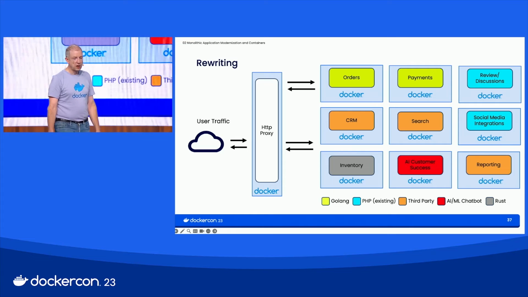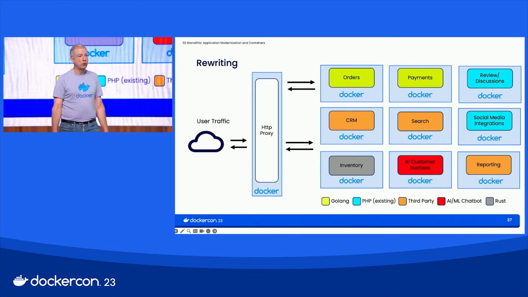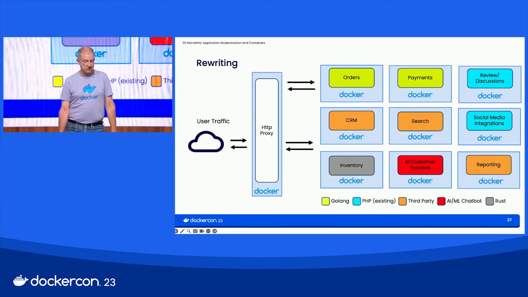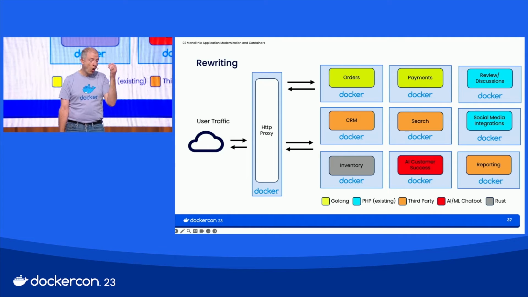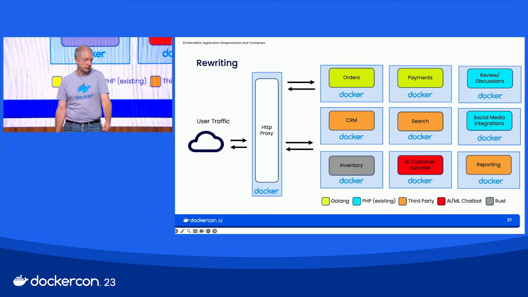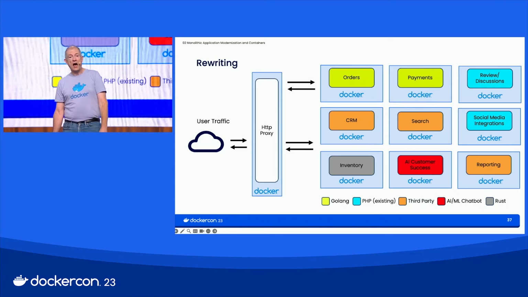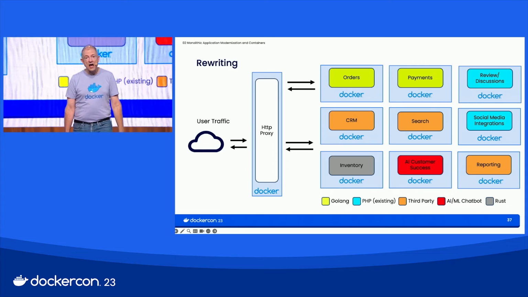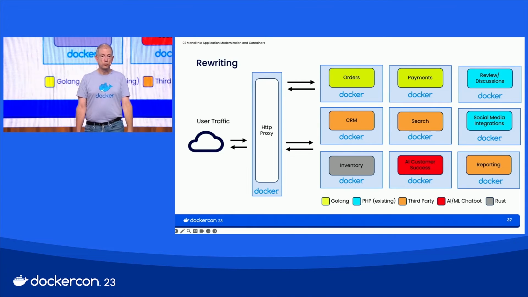So now I've got a bunch of different services. I've got some stuff written in Golang because that's our current technology stack. I've got some existing things for reviews and discussions and social media integrations that are written in PHP. I've got third-party that I'm going to use for CRM. I'm going to use it for search. I'm going to use it for reporting. I've got an AI/ML chatbot that I'm going to use for customer success. And I've got an inventory module that I'm going to write in Rust.